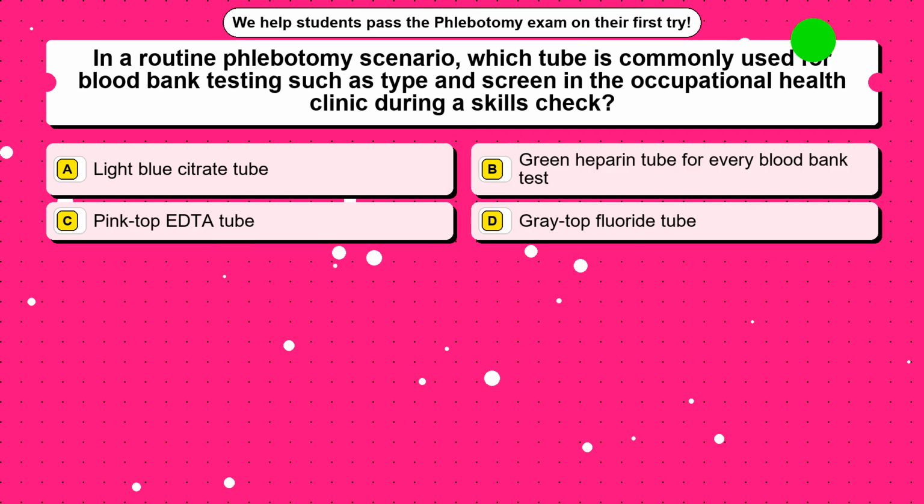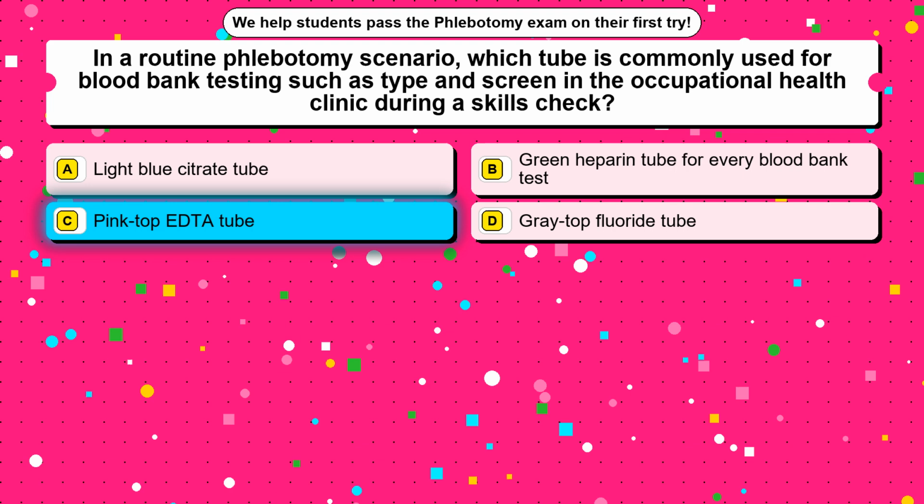Question 50. In a routine phlebotomy scenario, which tube is commonly used for blood bank testing such as type and screen in the occupational health clinic during a skills check? Option A, light blue citrate tube. Option B, green heparin tube for every blood bank test. Option C, pink top EDTA tube. Option D, gray top fluoride tube. The correct answer is option C, pink top EDTA tube.